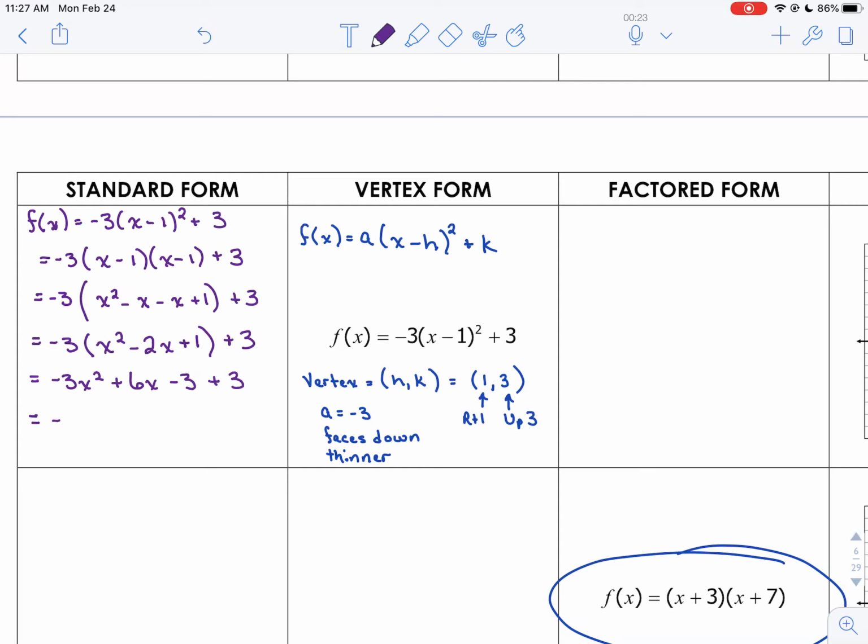If I combine like terms on that, I get -3x squared plus 6x, and the -3 and the +3 cancel, giving me 0 there. So this is my standard form, -3x squared plus 6x plus c. In this case, c is equal to 0. And the important part of that is c is our y-intercept. So we know that our y-intercept is at 0.